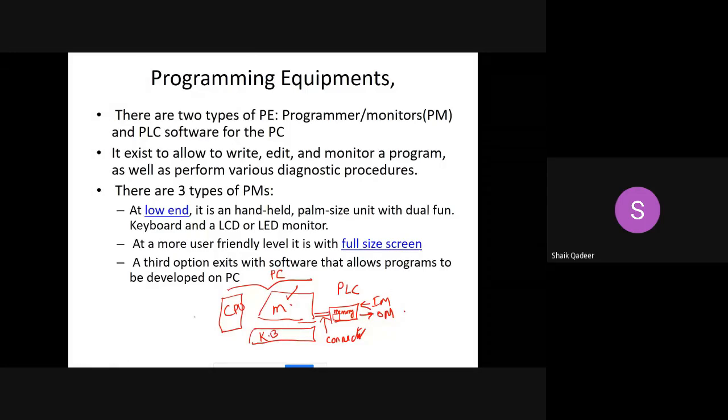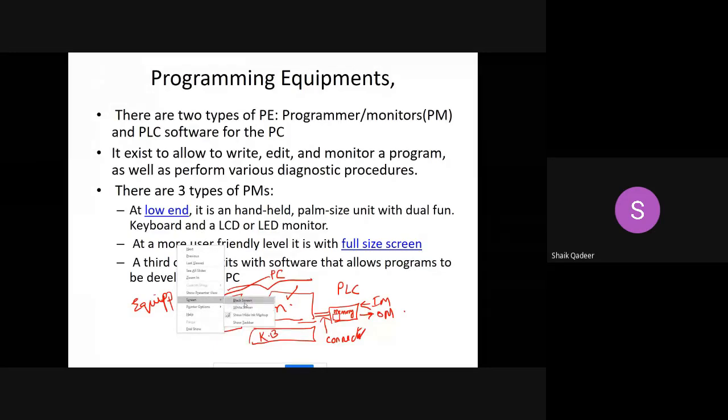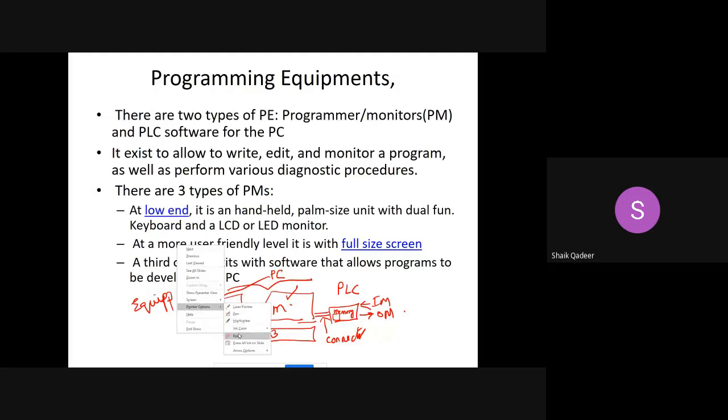In this particular case, this personal computer is called the equipment, with the help of which a program can be moved into the PLC. Is this clear? Yes, sir. Yeah, this is one of the equipment.